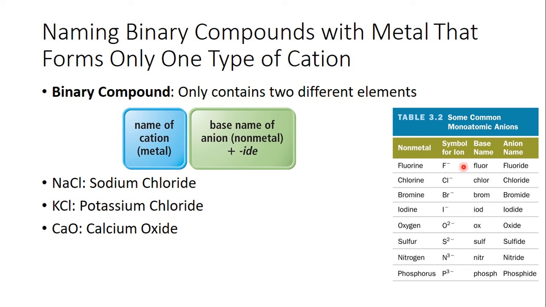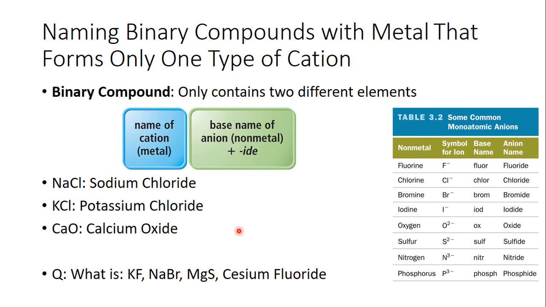And here in this table, we just have a list of the base name and then the anion name. So it's always fluoride, chloride, bromide, and so on and so forth. And so let's test this out. I want you to figure out what is KF, NaBr, MgS, and cesium fluoride. Take a minute, come up with answers, and come back to the video when you have those answers.